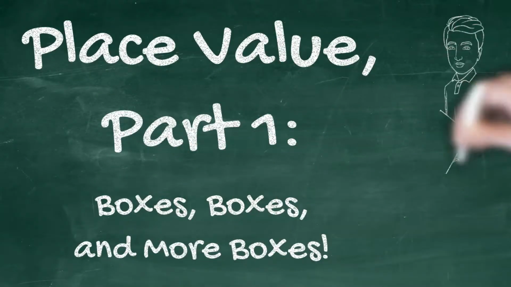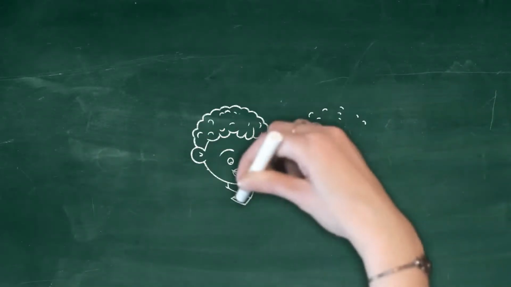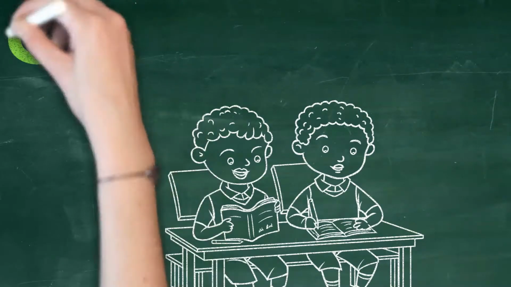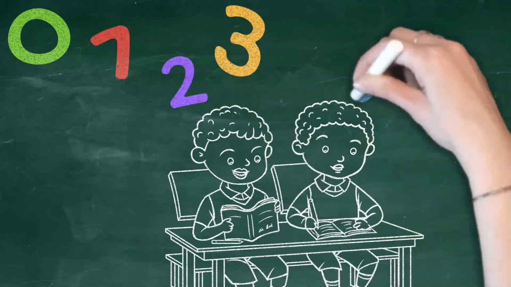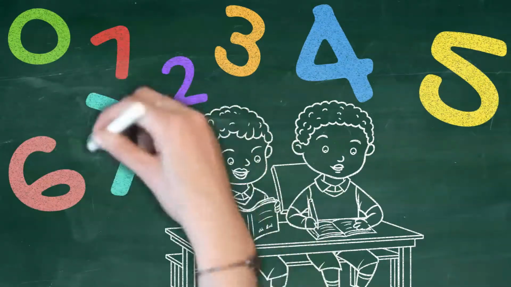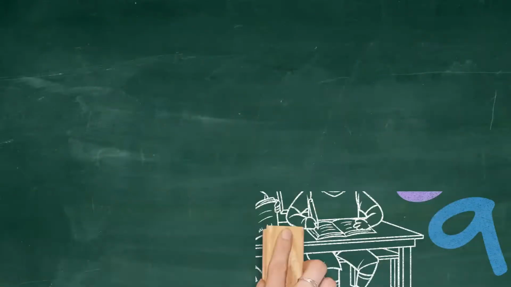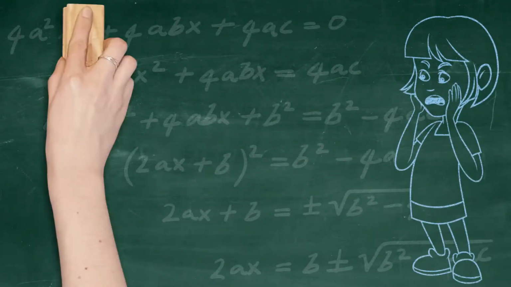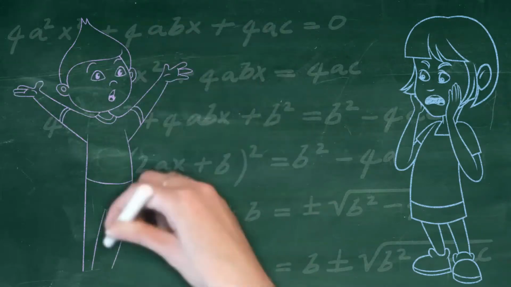Place Value, Part 1. When you first started out on your math journey, numbers were simple. They could be 0, 1, 2, 3, 4, 5, 6, 7, 8, or 9. Those were the only options. But once you learned to count to 10 and beyond, things became more complicated.